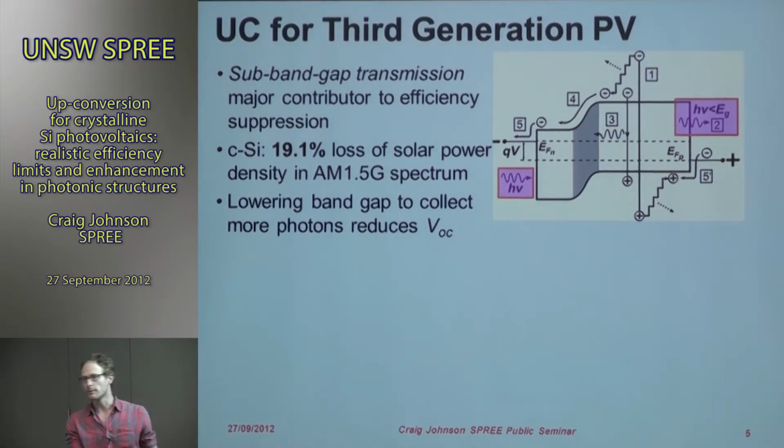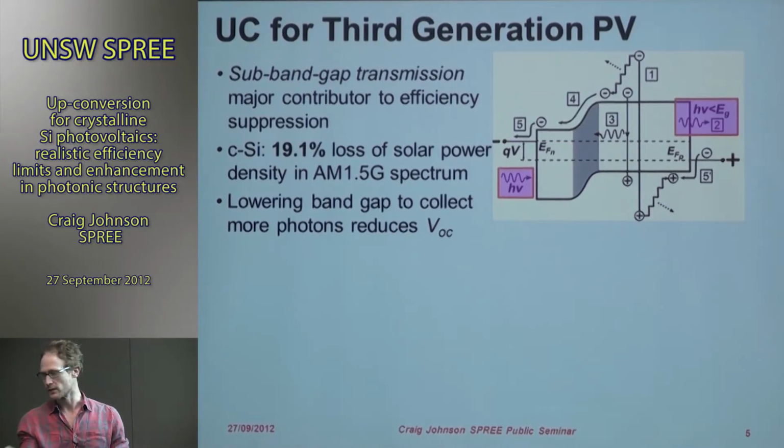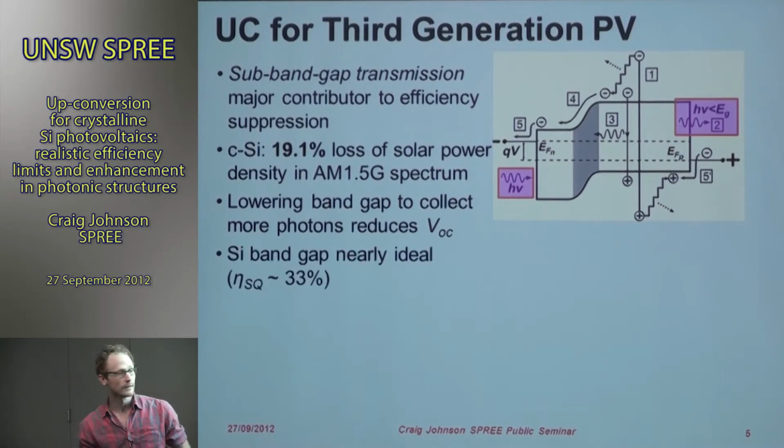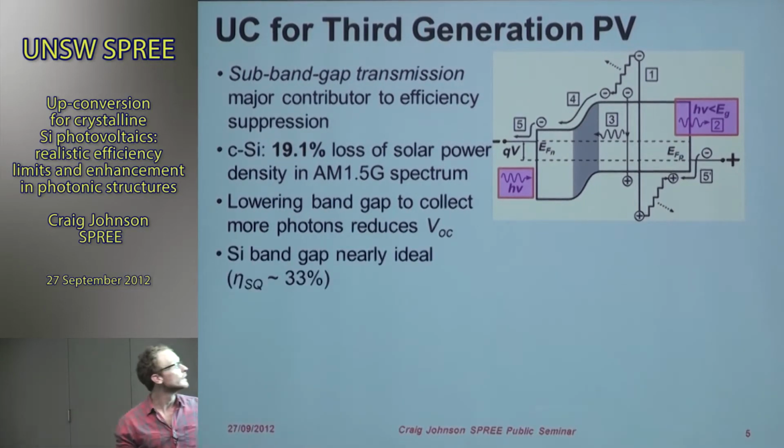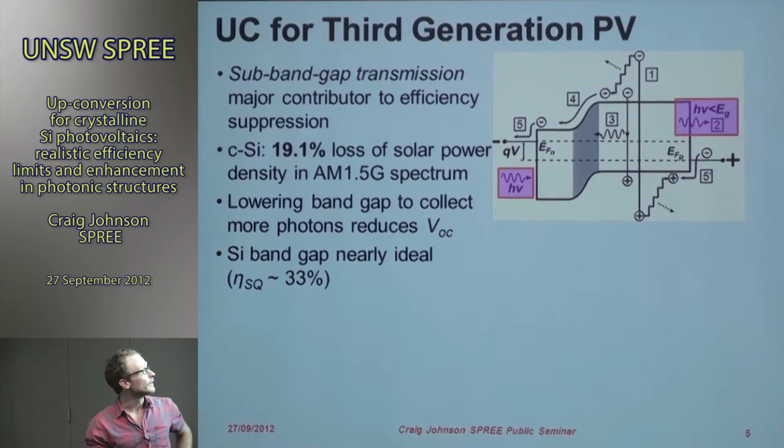Of course, we could lower the bandgap and collect more photons, but this also reduces VOC and it reduces efficiency. The previous efficiency curve shows that we can't do much better than silicon, actually. It's 33% under the 1.5 G spectrum, so we really don't want to reduce the bandgap.